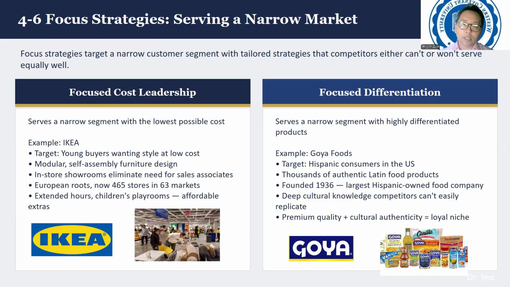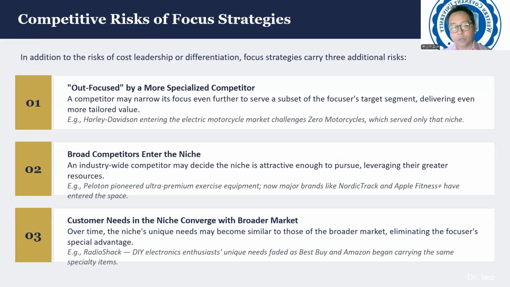The key success condition for focus strategies is that the segment must have unique needs that broad-based competitors don't serve well. And the focuser must create more value for that segment than competitors do. Both IKEA and Goya meet these conditions. But focus strategies have specific risks. Let's look at those.